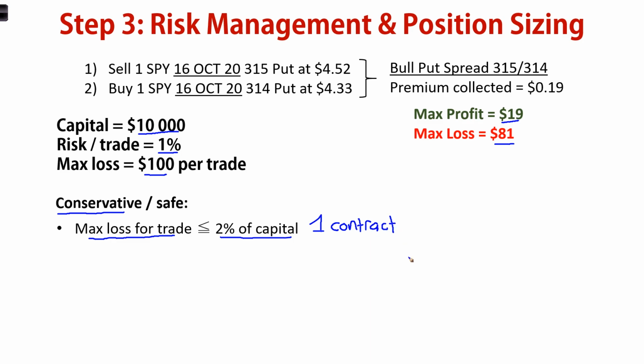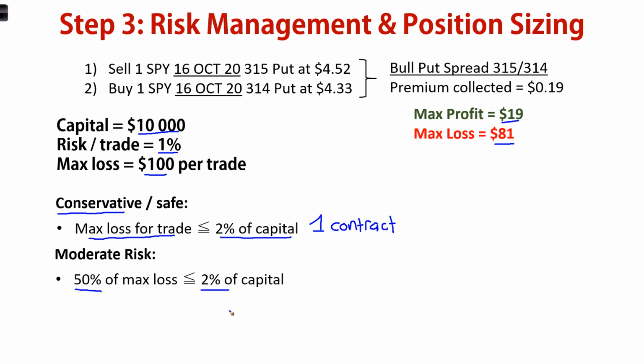Now, if you are a beginner and just starting out in options trading, then this should be the safest way for you to go about trading while accumulating some experience and also to gain some confidence in the markets. Now, if you are a more experienced trader seeking higher risk and higher returns, then perhaps you can adopt this. Now, we are looking at 50% of the max loss for the trade being less than 2% of your capital. If you do this, then perhaps you could take up two contracts of the trade, right?